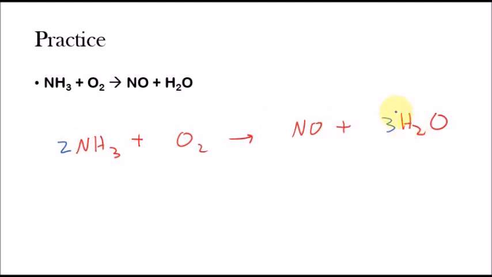So we have 3 times 2 is 6 hydrogen atoms here, and then here we have 2 times 3 is 6 hydrogen atoms here. Now because of that, we have 2 nitrogen atoms here, so that means there's going to have to be 2 nitrogen atoms here. Okay. And now let's look at the oxygen atoms.